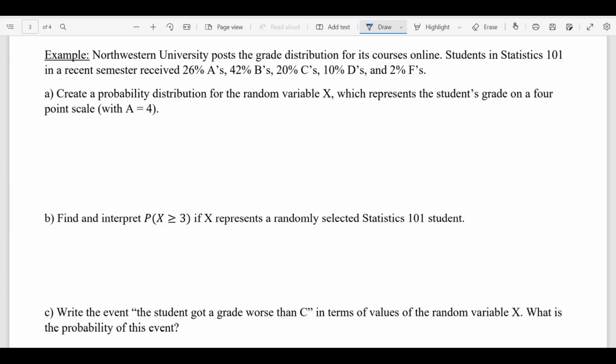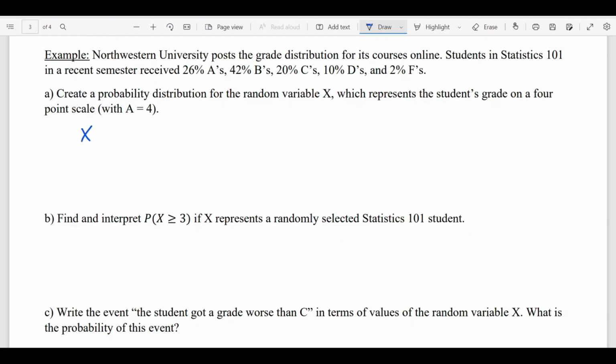So Northwestern posts the grade distributions for its courses online. In the Stats 101 class, there is this distribution, the most recent one. Part A wants us to create a probability distribution for the random variable x, which represents a student's grade on a 4-point scale, meaning an A would be a 4, 3 would be a B, 2 a C, 1 a D, and 0 would be an F. So that's going to be our numerical outcome.